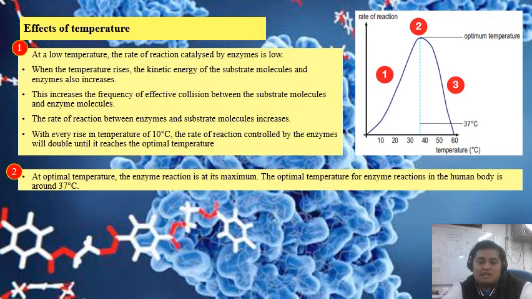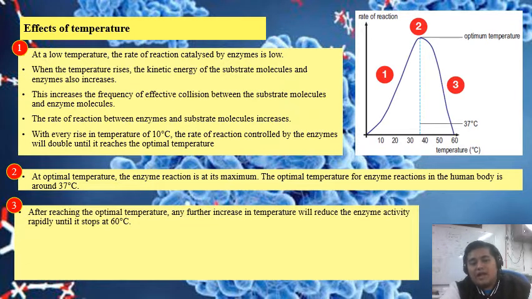So, dekat optimum temperature ni pula, at the optimum temperature, the enzyme action is at its maximum. Maksudnya, kadar paling tertinggi yang dia boleh buat. So the optimal temperature for enzyme reaction in human body is 37. Kenapa 37? Sebab suhu badan normal kita adalah 37.